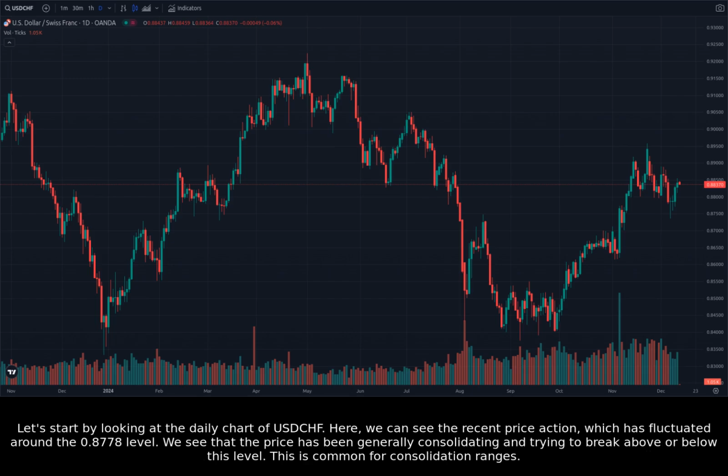Let's start by looking at the daily chart of USDCHF. Here, we can see the recent price action, which has fluctuated around the 0.8778 level. We see that the price has been generally consolidating and trying to break above or below this level. This is common for consolidation ranges.